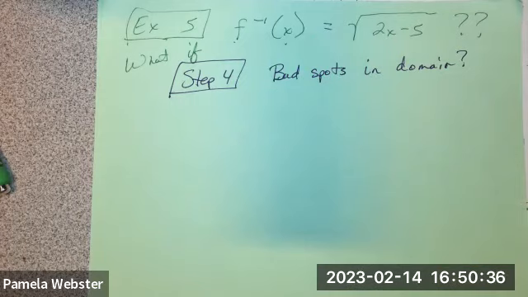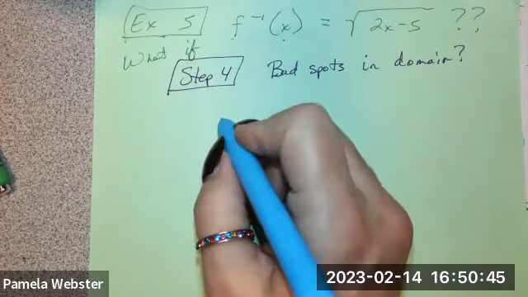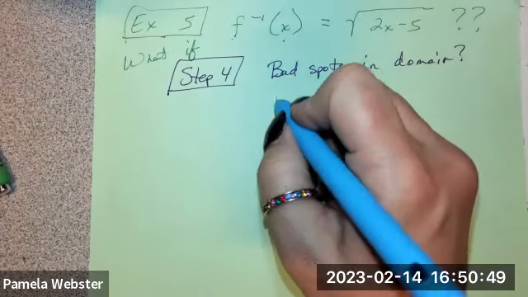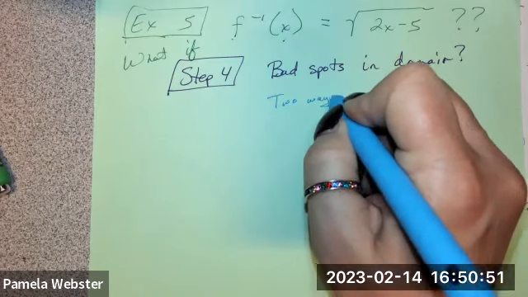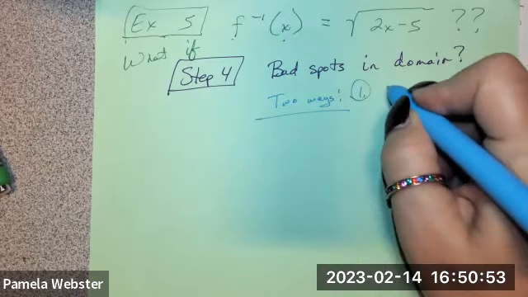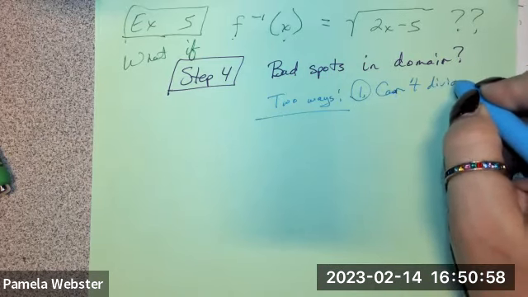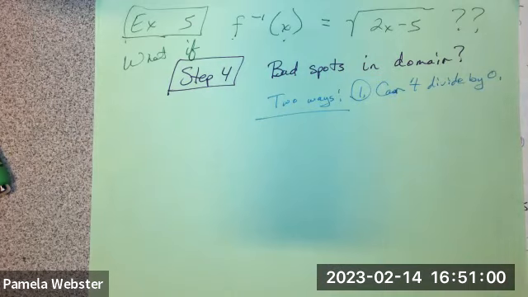We watch out for those bad spots in the domain, but also there's another thing that can mess you up, and that's what I want to worry about here. Okay. The question is, where else can I have a bad spot in the domain? So there are 2 ways. We already know you can't divide by 0. Right, we already did that one.